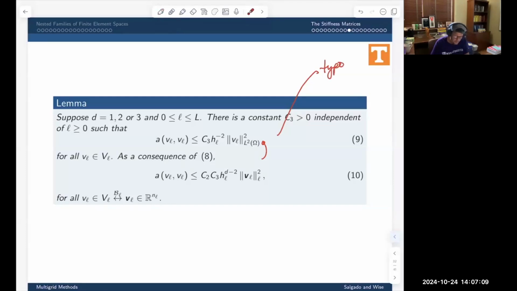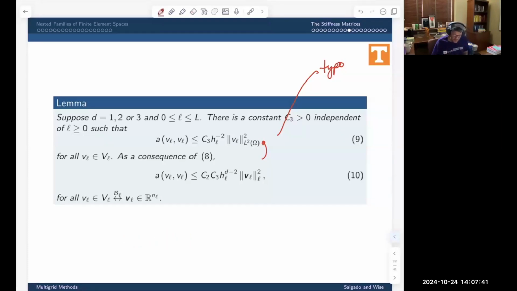This holds for any VL in the finite dimensional space. So the first thing to keep in mind is that this only holds on finite dimensional spaces, okay? It doesn't hold if I say that V is equal to some function from this infinite dimensional space. Then this result is no longer going to make sense. It's no longer going to hold. Now, why does this result hold?